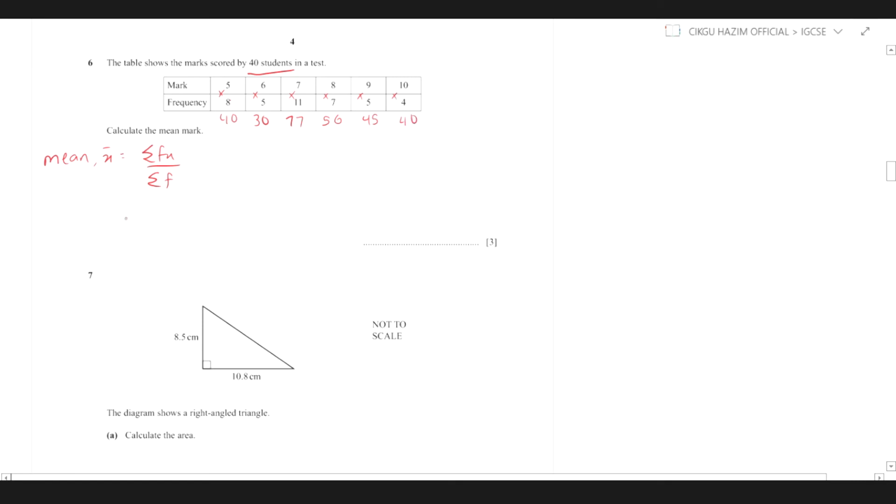Then we need to plus all of the values. Make sure you write down that thing correctly: 40 plus 30 plus 77 plus 56 plus 45 plus 40. Even if you don't want to do this step, you can straight away put it in the calculator, but make sure you put it correctly.